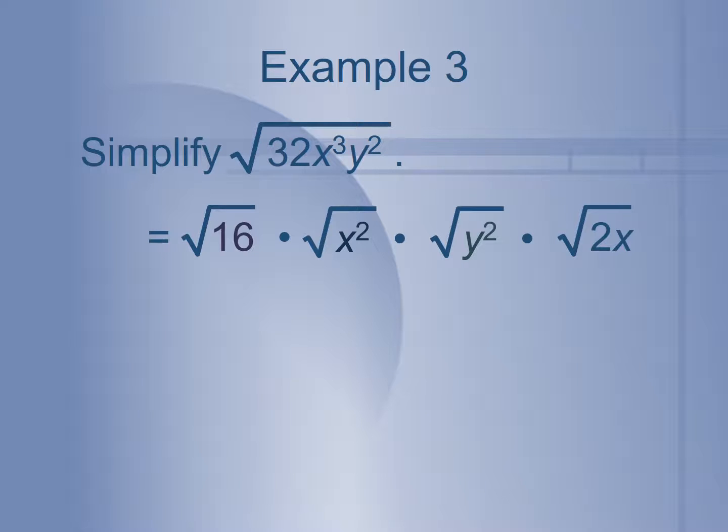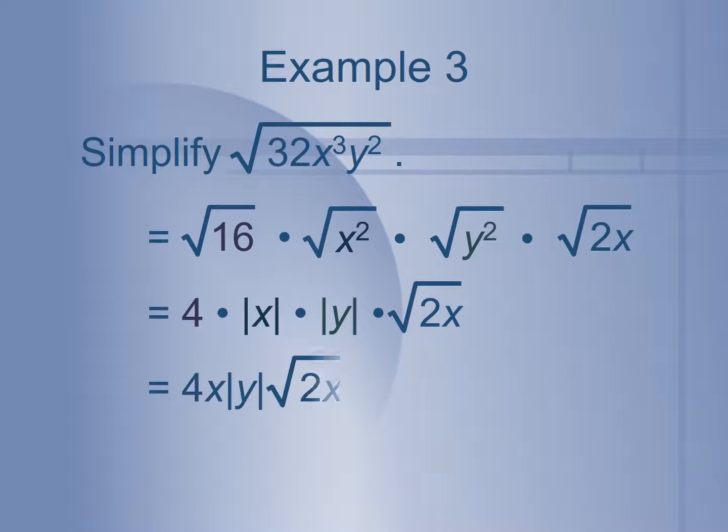The square root of 16 is 4. The square root of x squared, since this is an even index, we have to use the absolute value of x. And the square root of y squared, since it's an even index, we have to use the absolute value of y. Then we have the square root of 2x, which we cannot take the square root of. So our final answer is 4 times the absolute value of x, times the absolute value of y, times the square root of 2x.